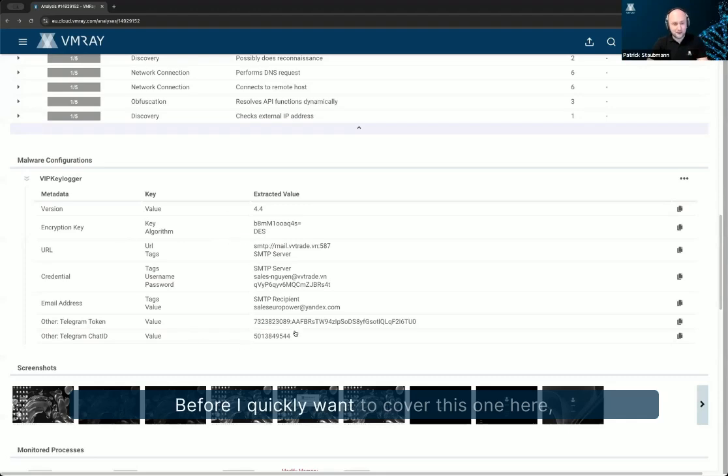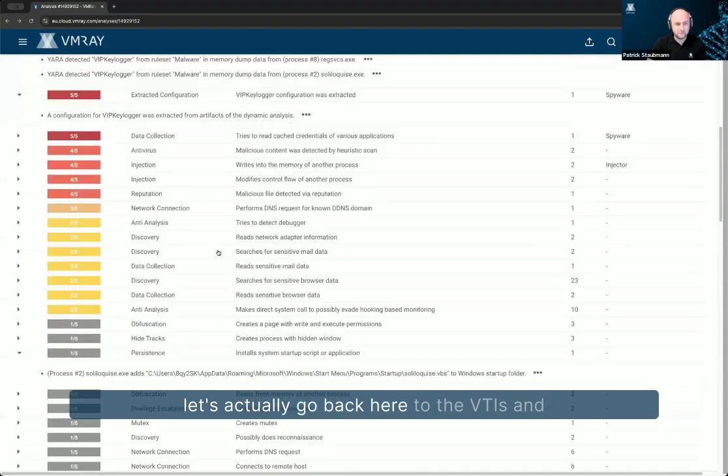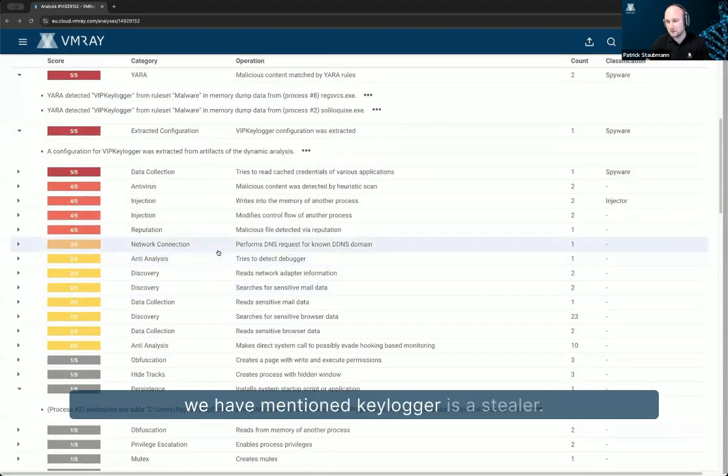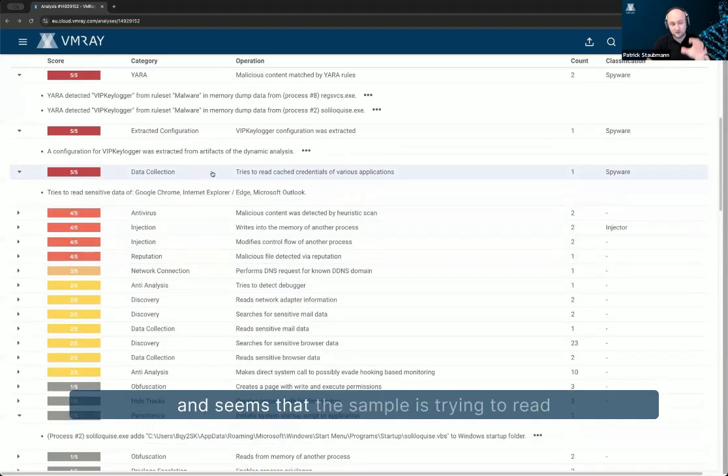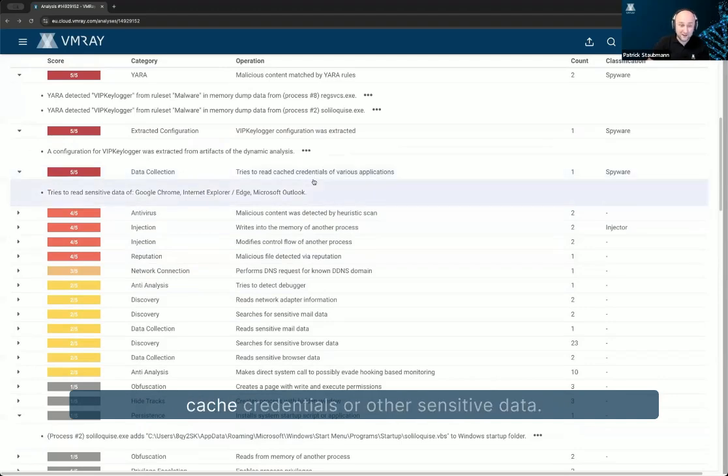Before I quickly cover this, let's go back to the VTIs, and we have mentioned that this keylogger is a stealer. So we have a VTI here that immediately raises the score to malicious, which indicates data collection. It seems that the sample is trying to read cached credentials or other sensitive data, in this case of a couple of applications: Google Chrome, Internet Explorer, Edge, so a couple of browsers, and even Microsoft Outlook. And of course for a keylogger, for a stealer, this behavior should usually be there, right?